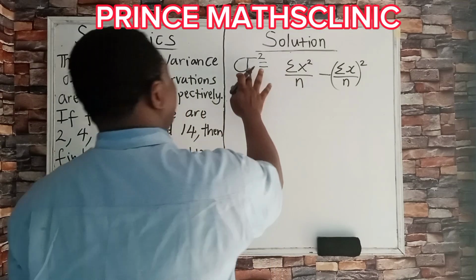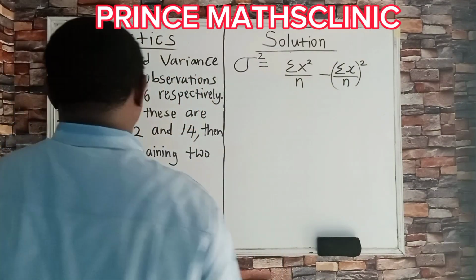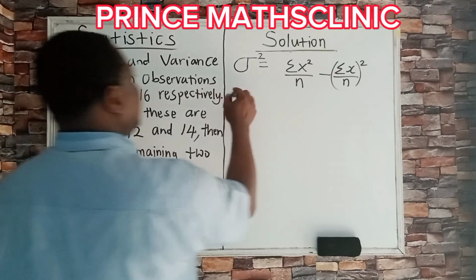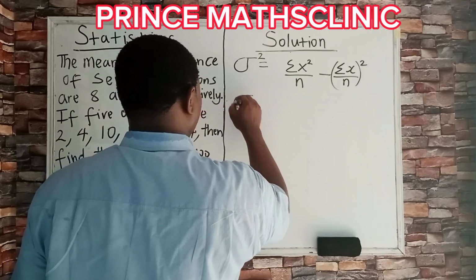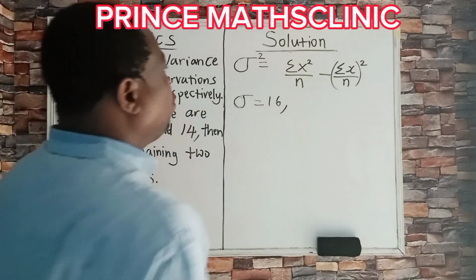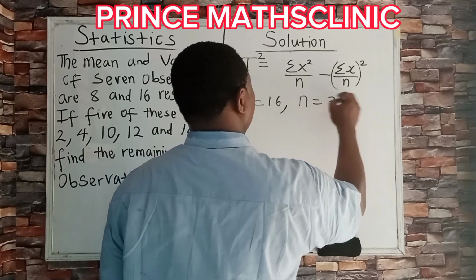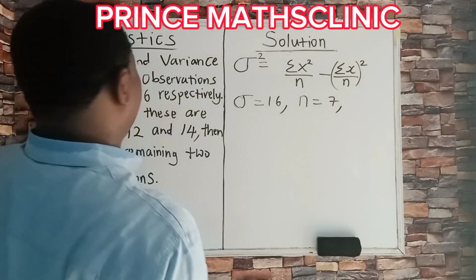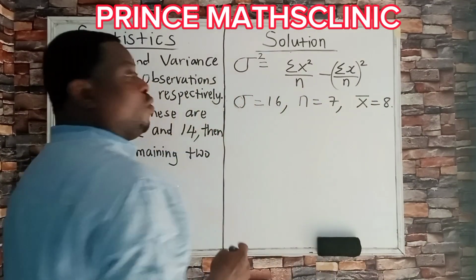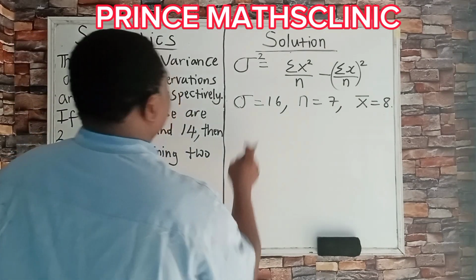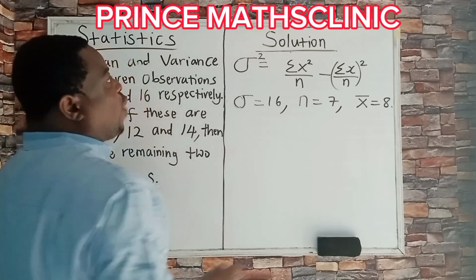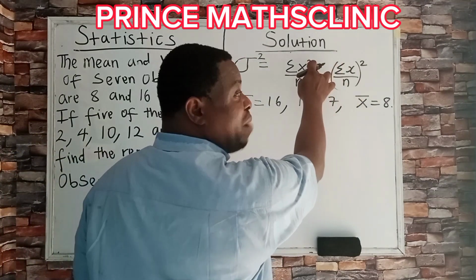I know that what I have here is my variance. And in the question, we are given that the mean and variance are 8 and 16 respectively. So that means my variance is 16. My n is the number of observations, which is 7. My mean is 8. So from here, we are going to slot in our values. But first of all, I need the summation of my x and the summation of my x squared.